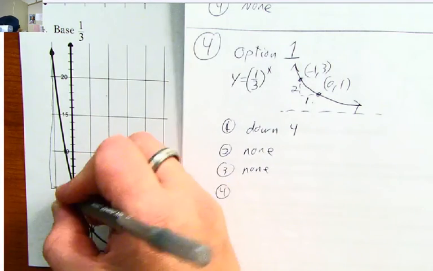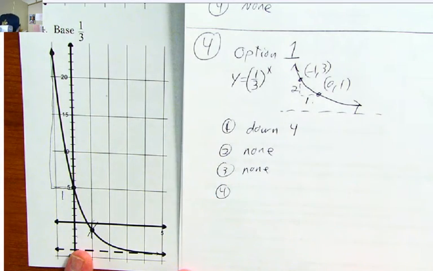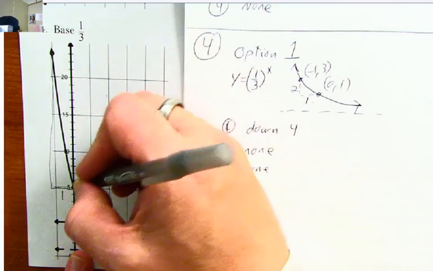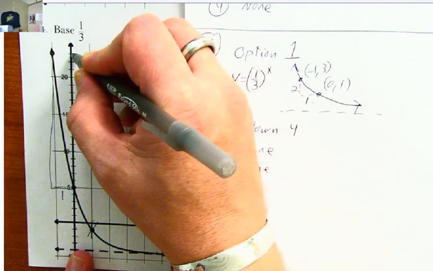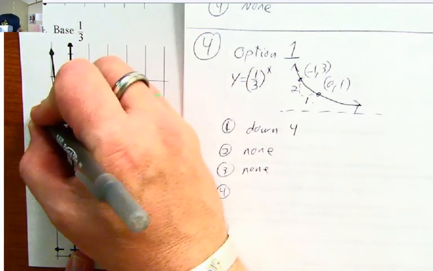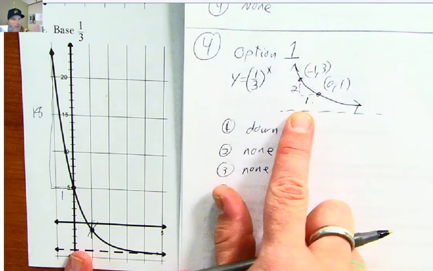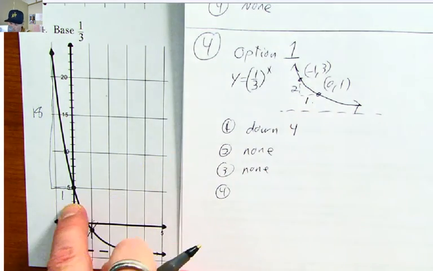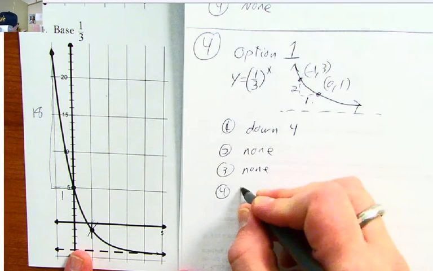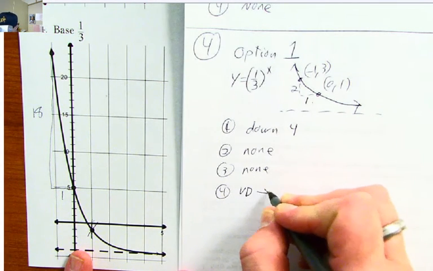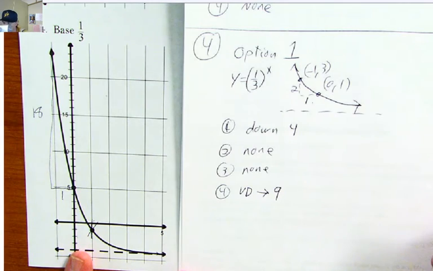this is a distance of 1, so 1, and then vertically it went from 5 all the way up to 23. That's a distance of 18. So I'm used to it going over 1, up 2, but in this case it's going over 1, up 18, so that is a vertical dilation by a factor of 9.